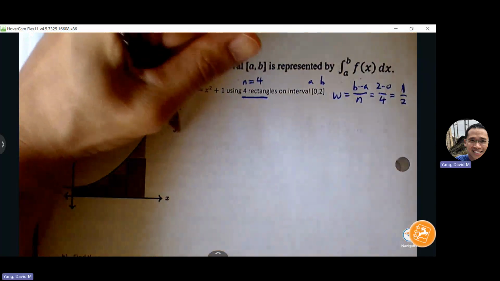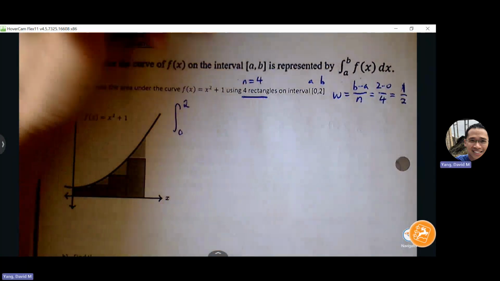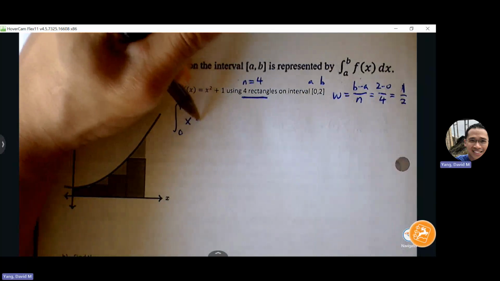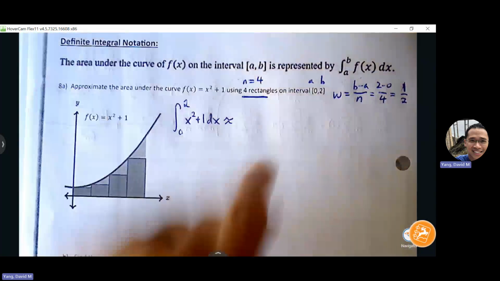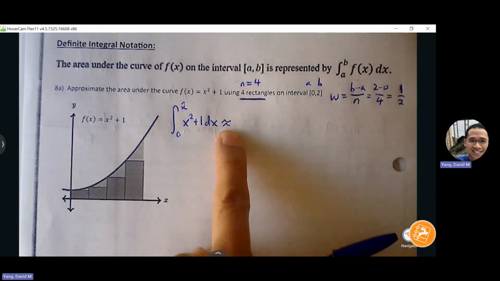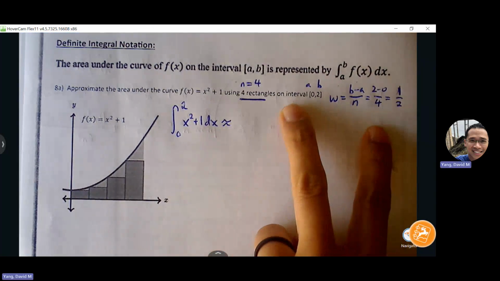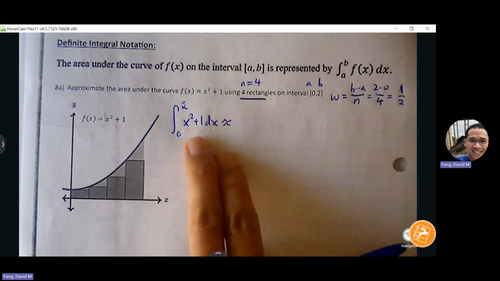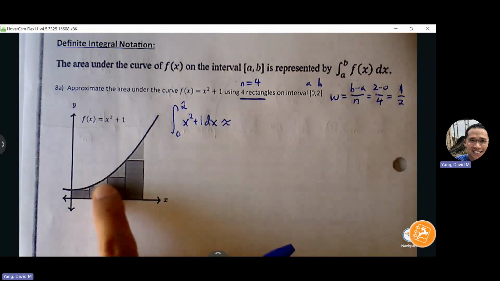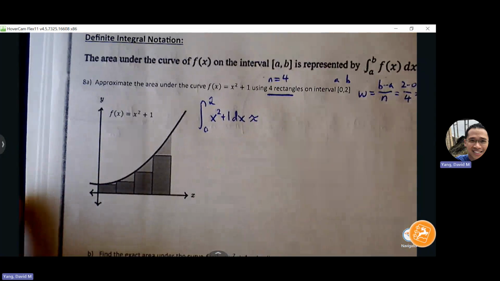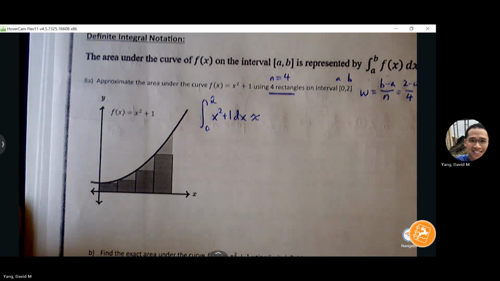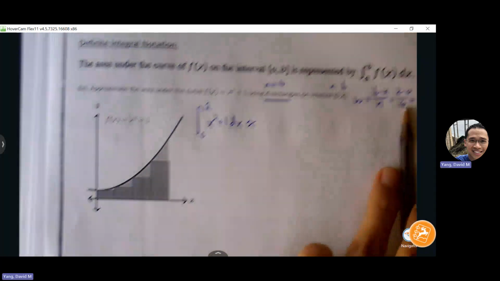So we're going to say this. The integral from 0 to 2 of x squared plus 1. Right now, we still don't know how to find the exact area, but we'll use that squiggly equal sign to indicate that we're just doing an approximation of the actual area, because obviously this is not the exact area using 4 rectangles, because you see all these gaps that are preventing us from getting the exact area. But you know that your width is 1/2, right?